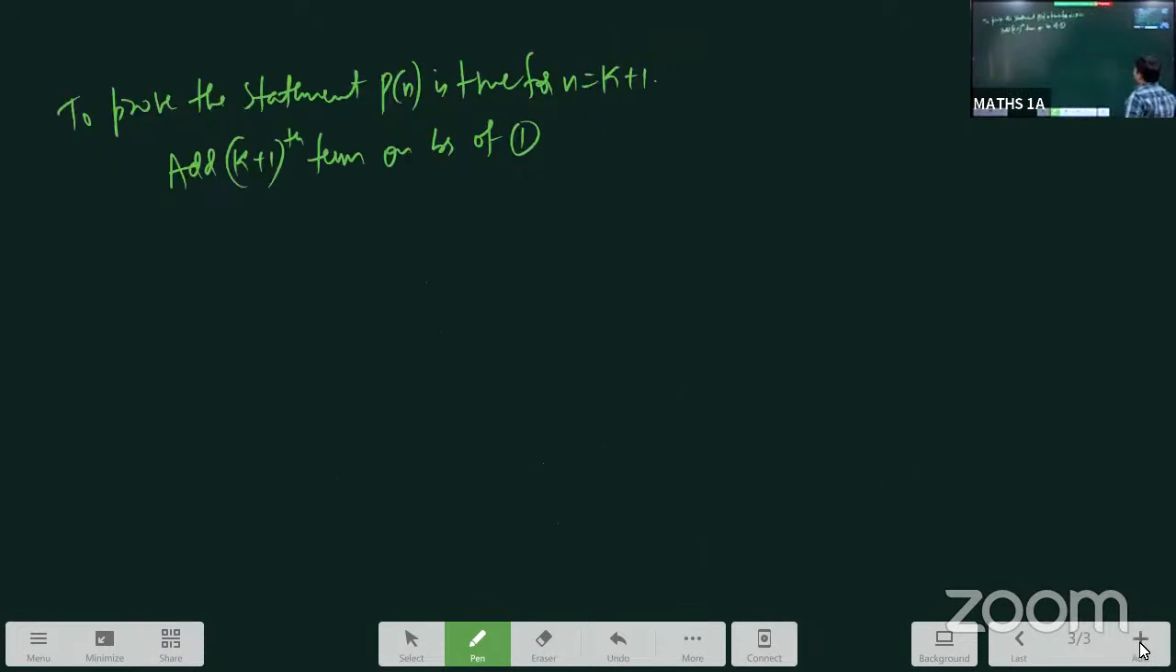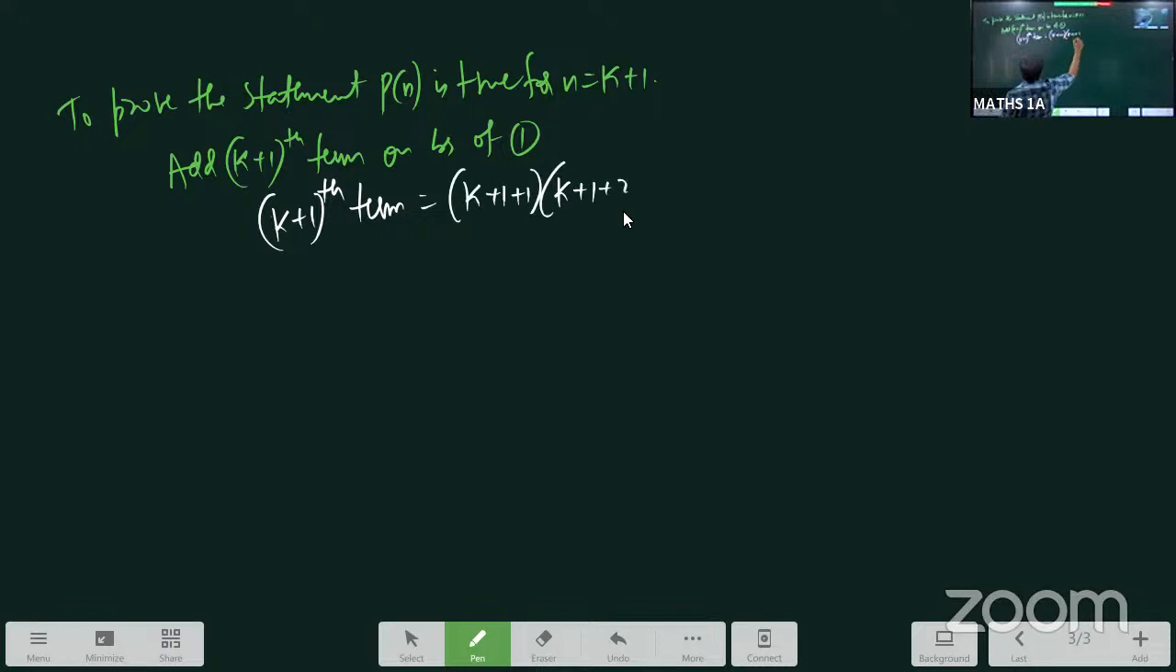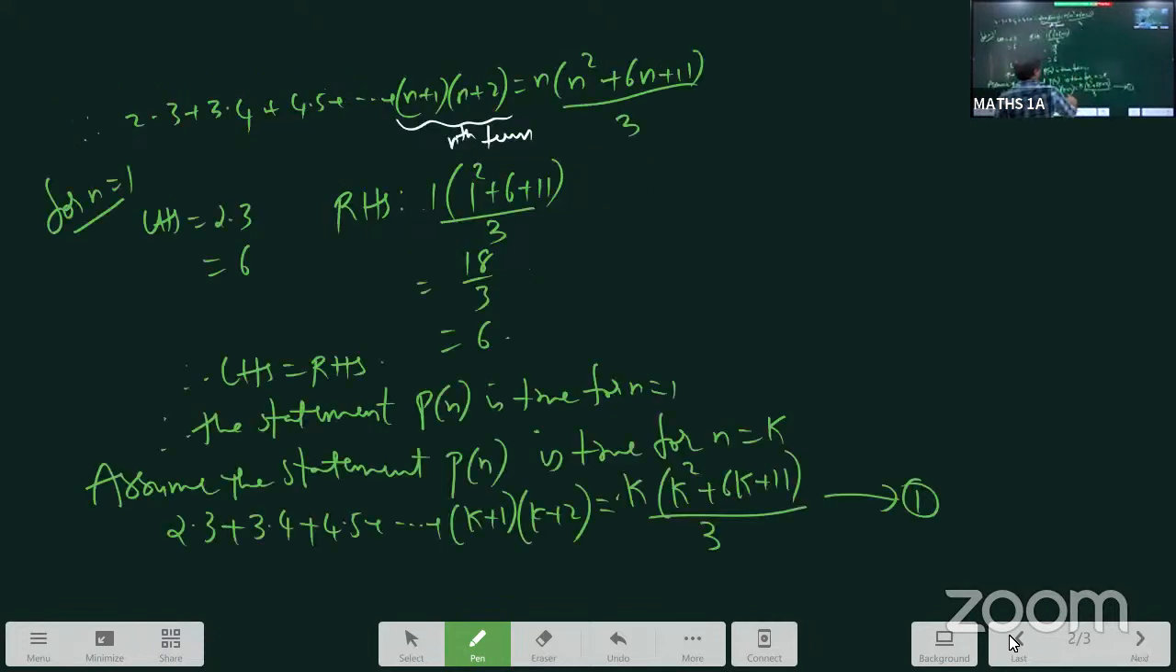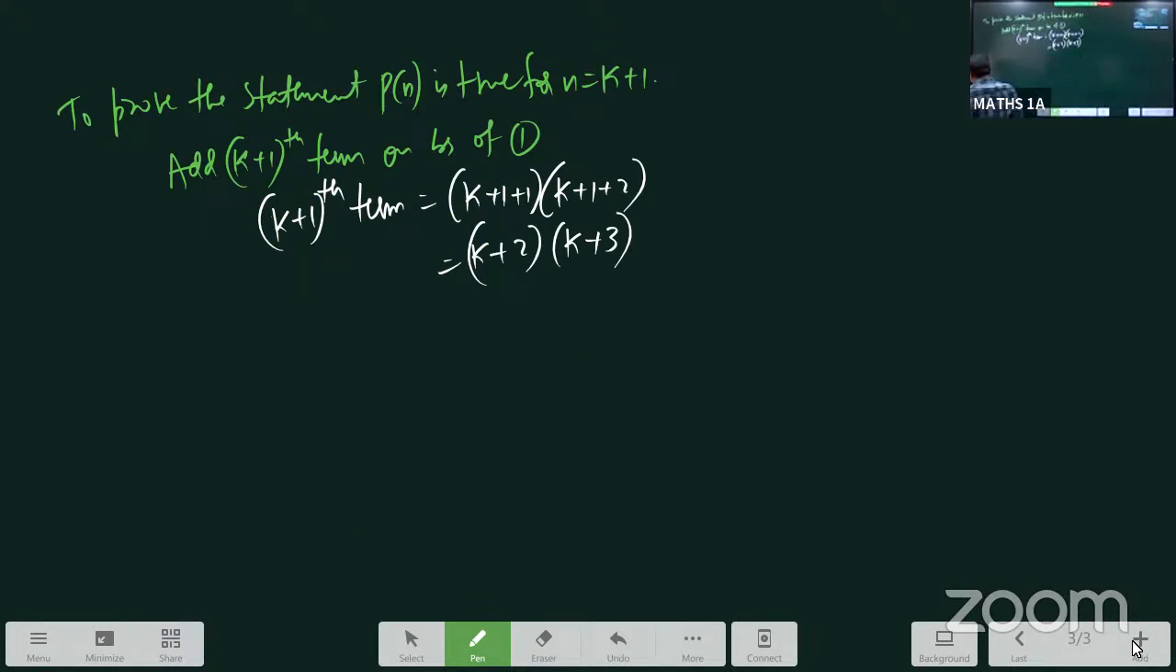Is it clear? So the k plus 1th term is k plus 1 plus 1 into k plus 1 plus 2. Instead of n, you are going to put k plus 1. That is nothing but k plus 2 into k plus 3. This we are going to add to equation 1 on both sides. Here we are going to add to both sides of equation 1 that k plus 1th term, whatever we got.